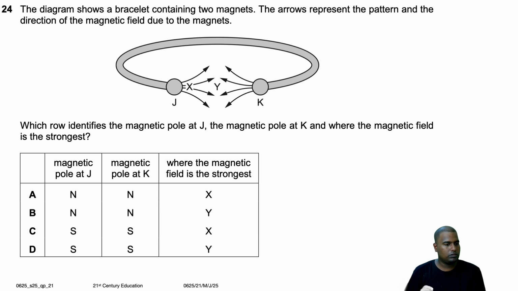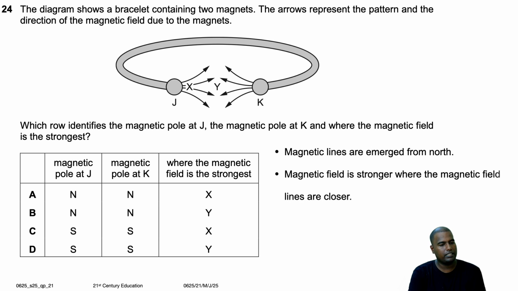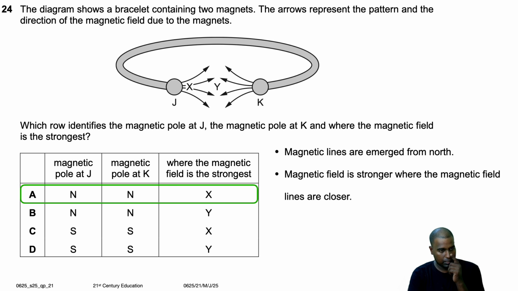Okay. From both poles, magnetic lines are coming out, so both of them are north poles. And what is magnetic field density? Wherever lines are closely packed, it is X. So the magnetic pole at J is also north, the magnetic pole at K is also north. Where the magnetic field is strongest is X. I don't know theoretically if this can exist, because it's called a monopole.